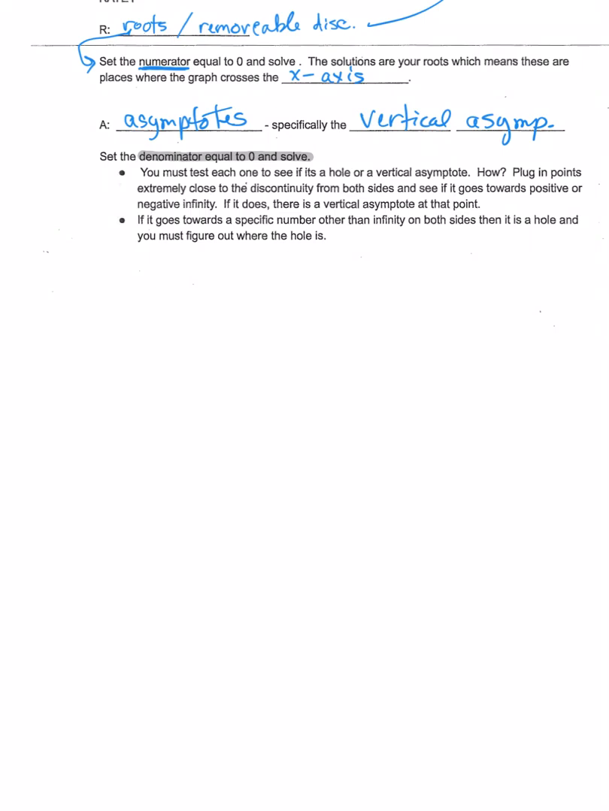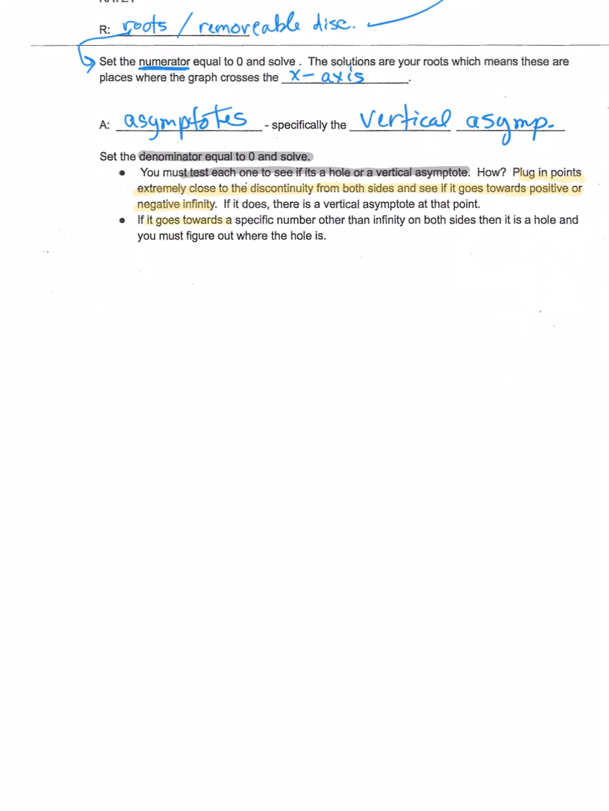All right, so vertical asymptotes. Set the denominator equal to 0. So we have to do that. It says test each one to see if it's a hole or vertical asymptote. How do we do that? You're going to plug in points, and take a look at this. It says plug in points extremely close to the discontinuity from both sides and see if it goes towards positive or negative infinity. Think about that. If it goes towards positive or negative infinity, it's an asymptote, isn't it? What if it doesn't go through positive or negative infinity? Then it's a hole. Then it's just that one single place.